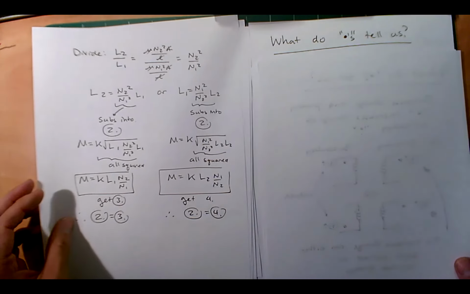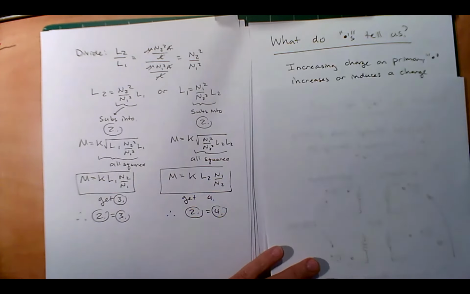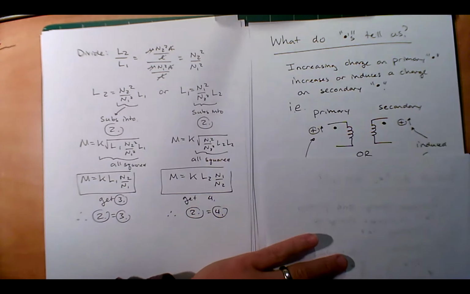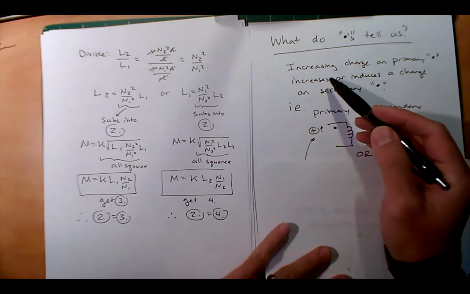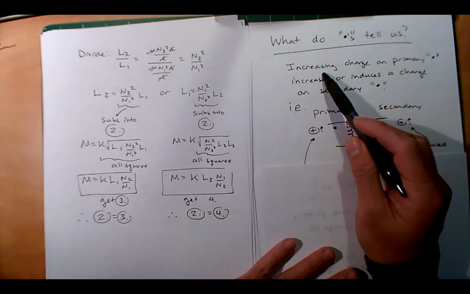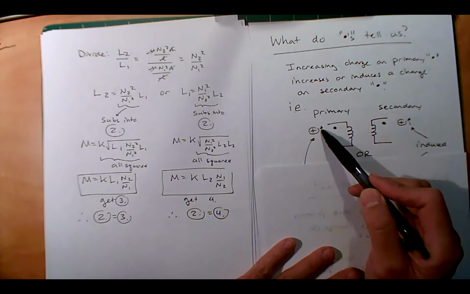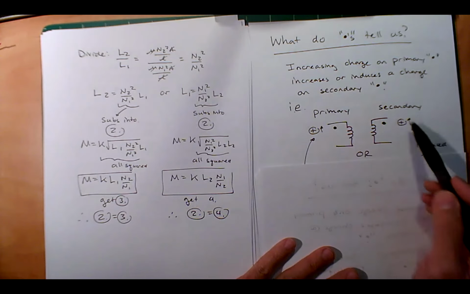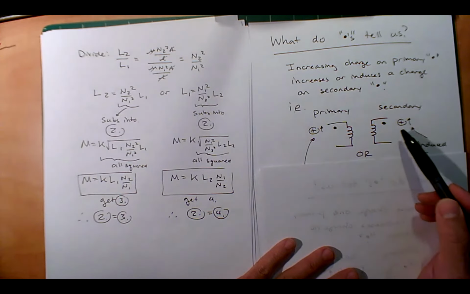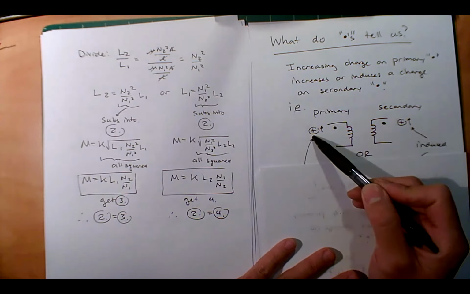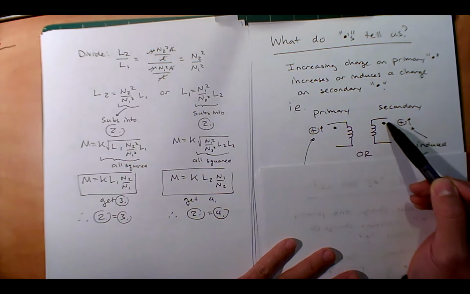So the next question is, what do the dots tell us? Remember we have these dots here. What it's saying is if I can increase charge on the primary dot, it'll induce a charge on the secondary dot, okay? Here's an example, I have two dots. If I'm increasing the charge here, I'll increase the charge on this side.